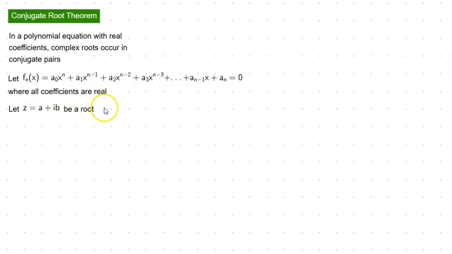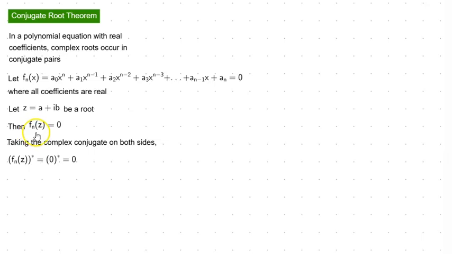So we are saying let this be one of the roots. Then f sub n of z is equal to 0. That means if we substitute this in this polynomial and simplify it, we will end up with 0. Now taking the complex conjugate on both sides, we get the conjugate of f sub n of z is equal to the conjugate of 0, which is equal to 0. So here again we are using another property of conjugates. That is, the conjugate of a real number is itself.